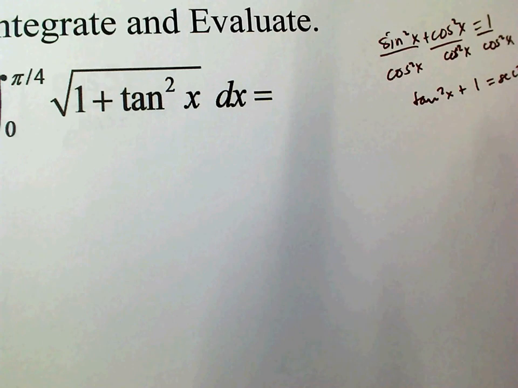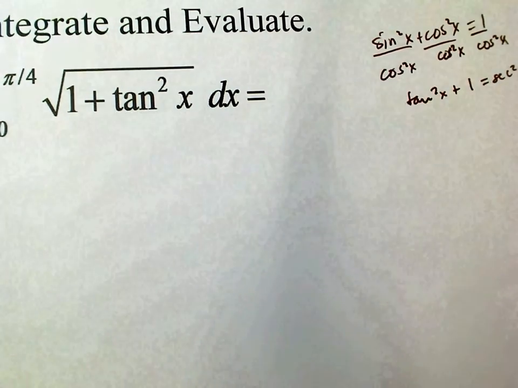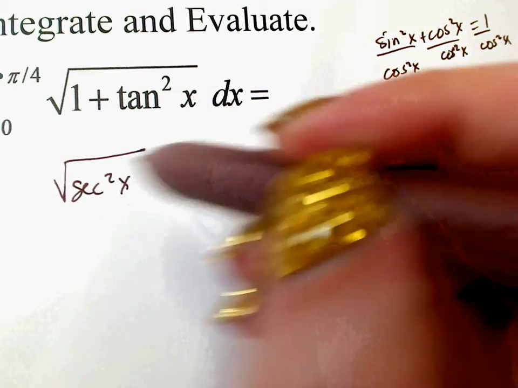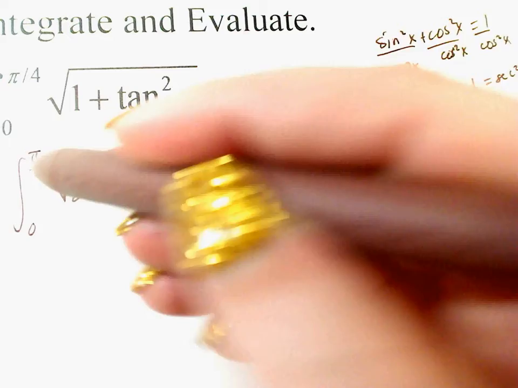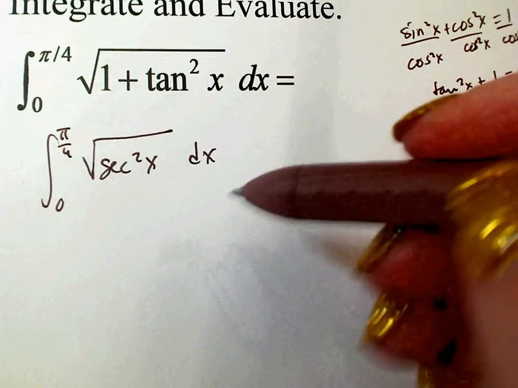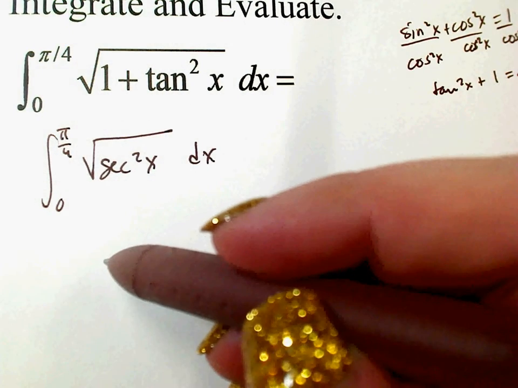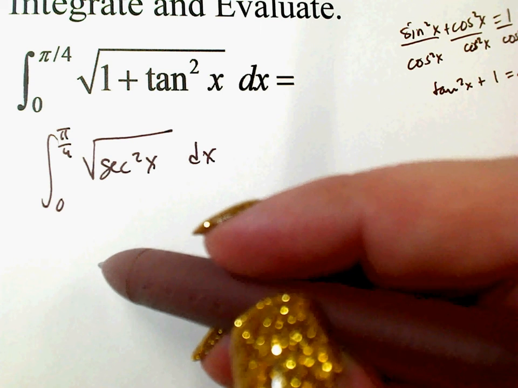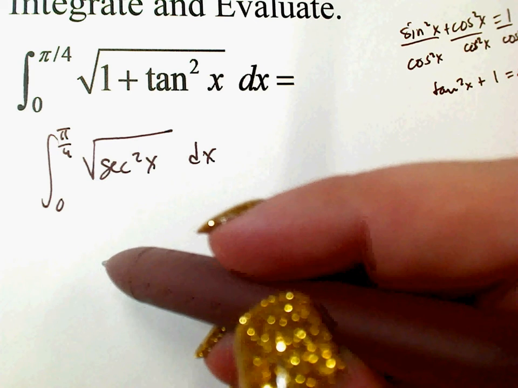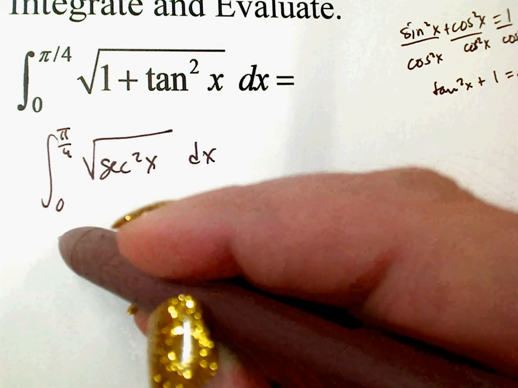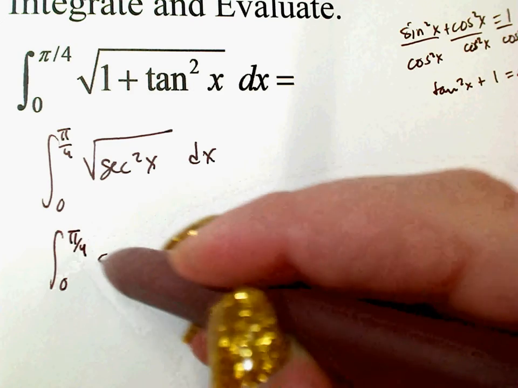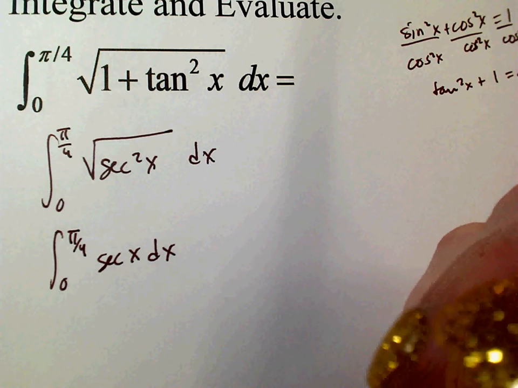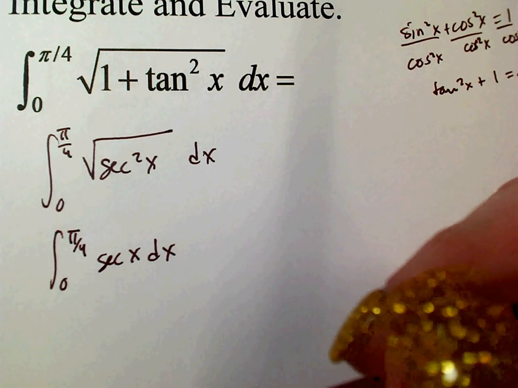Why is that nice? Because then you can get tangent after. But it's not secant squared. Oh, yeah, it's just secant. Wouldn't it have to be plus and minus? No. That's if you're taking the square root. The square root's already there. It's already implied that it's just the positive.